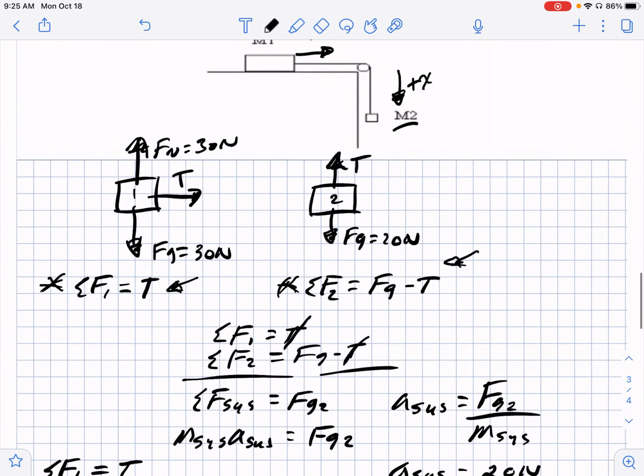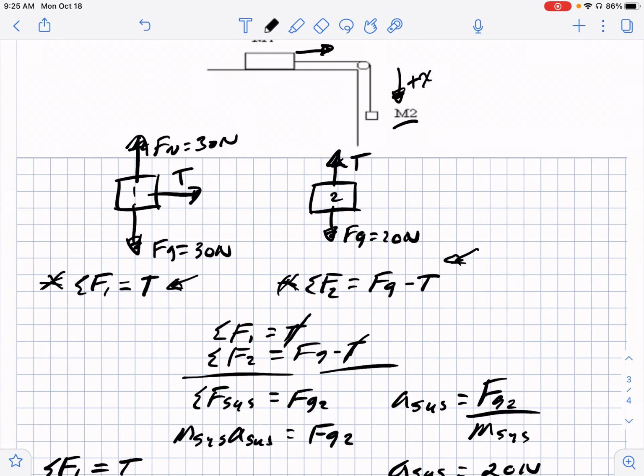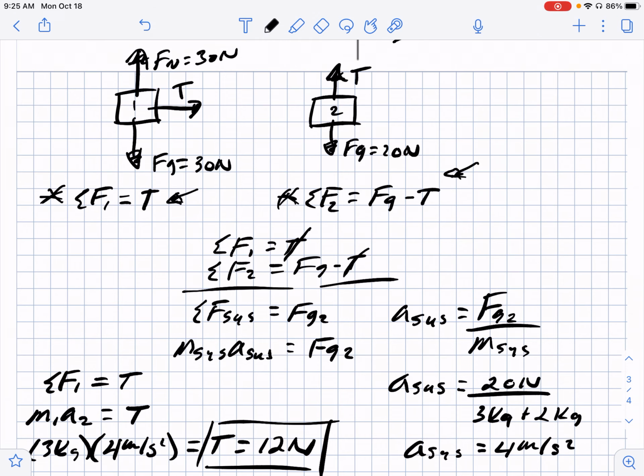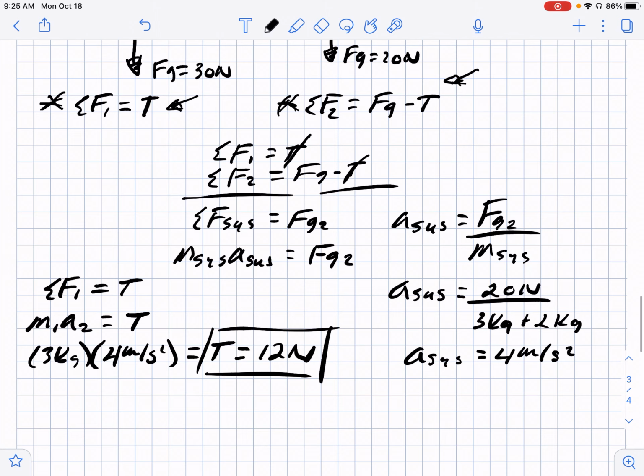So again, the same process. We made our free body diagrams for the two objects. We made our system of equations here by adding those together, solved for the acceleration of the system, then applied that to one of our original net force equations to solve for our internal force.